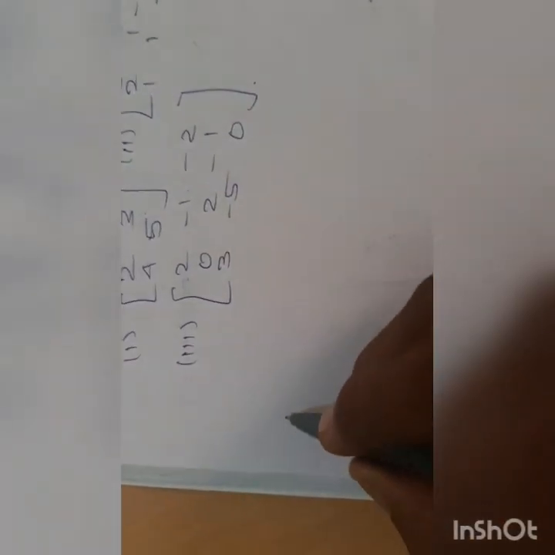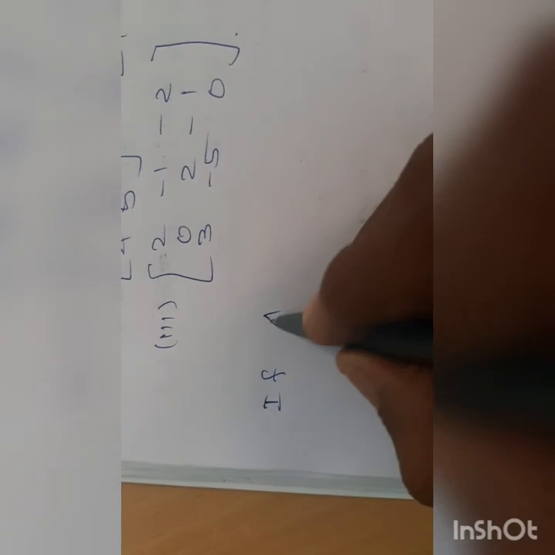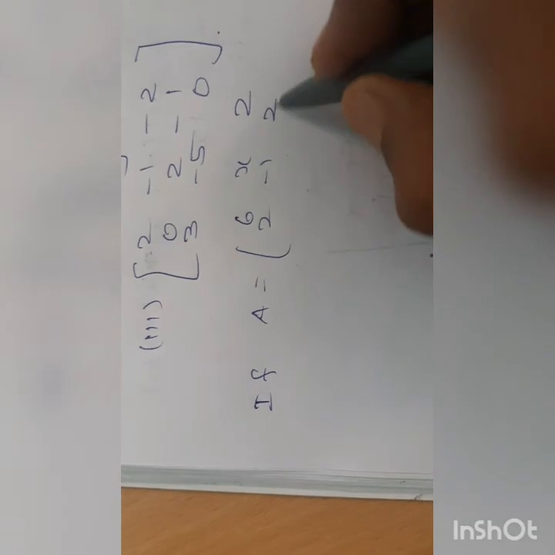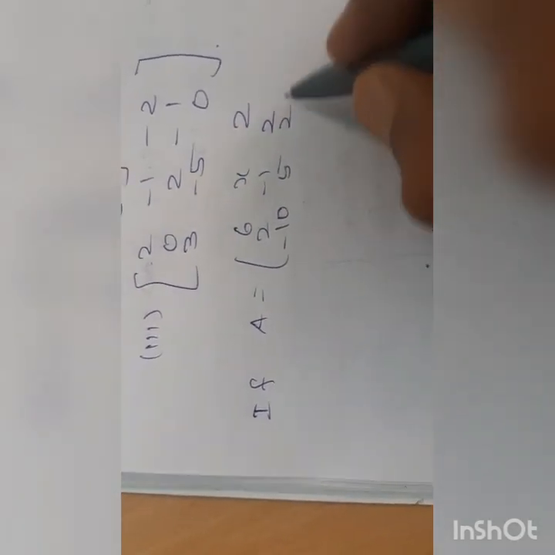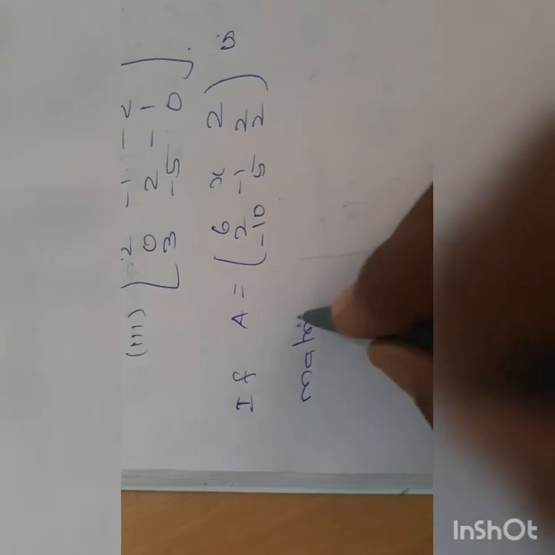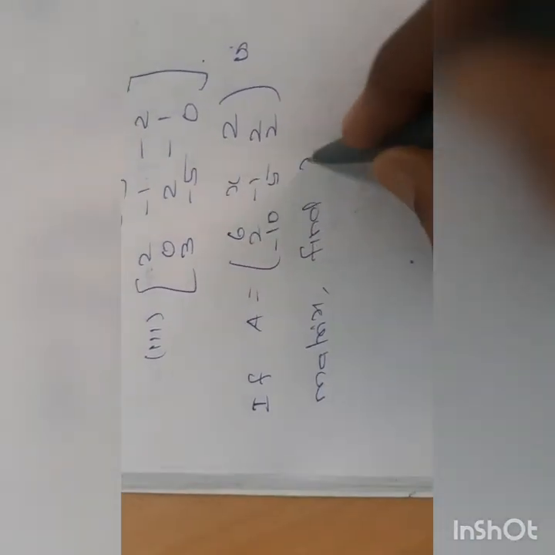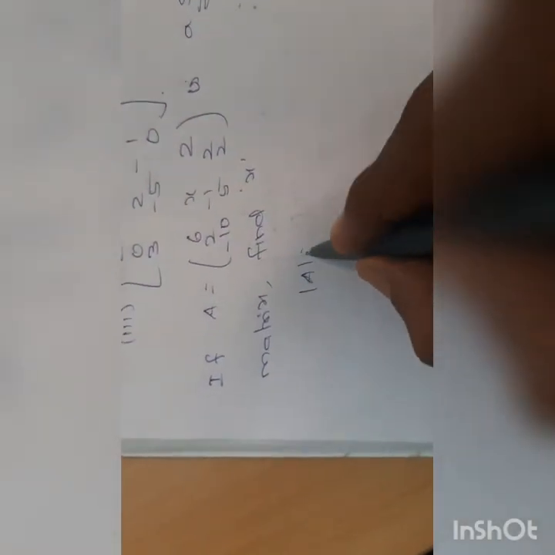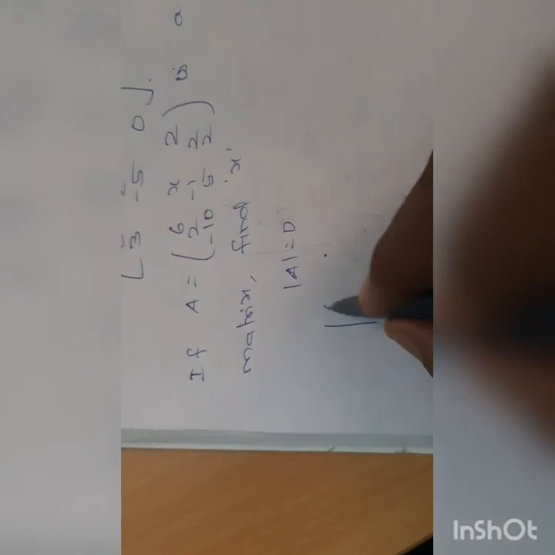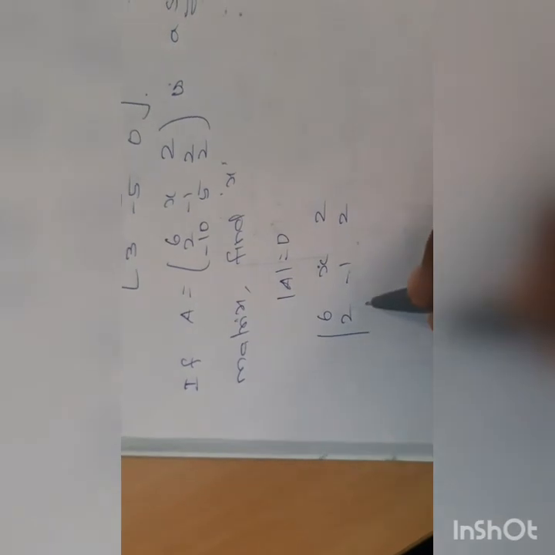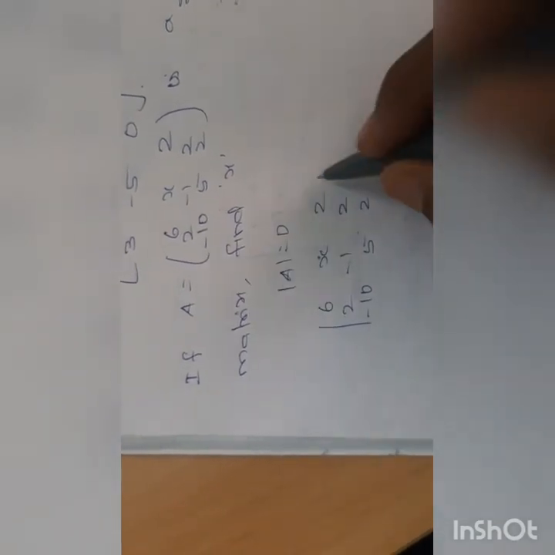So next sum, if A is 6, x, 2, 2, minus 1, 2, minus 10, 5, 2 is a singular matrix, find x. So what is given? The matrix is singular. So what is singular? The determinant value should be 0. So that is determinant of 6, x, 2, 2, minus 1, 2, minus 10, 5, 2 is equal to 0.